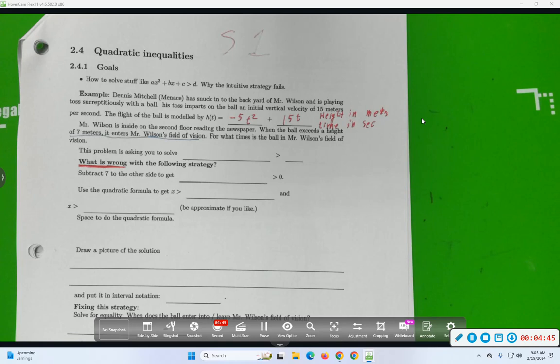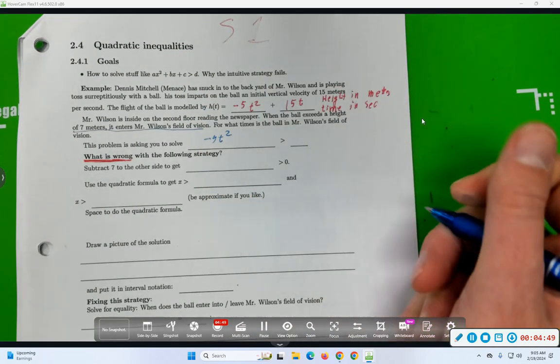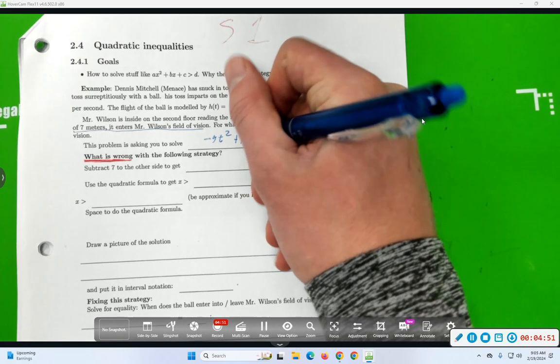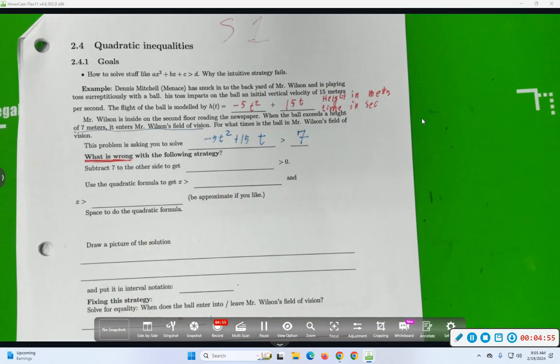Oh, cool. I have a formula. -5t squared plus 15t is bigger than 7. All of the distances are in meters, all the times are in seconds, so I don't need to worry about silly unit conversion issues. All right, that looks like something we can solve.